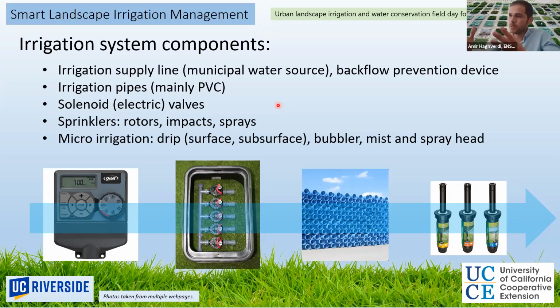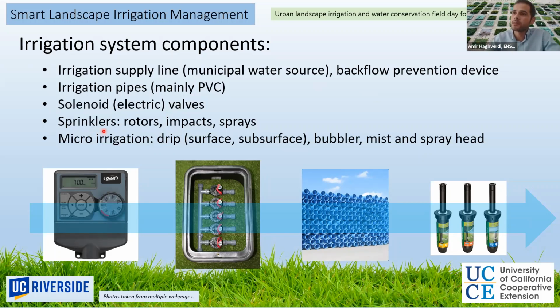These are the components of a typical irrigation system. By typical, I mean an underground irrigation system that has a timer. We have an irrigation supply line bringing in a municipal water source. Usually there might be a backflow prevention device, especially for larger public areas, to prevent water from going back. Then there are irrigation pipes to deliver water, and solenoid or electric valves, which we can electronically and remotely control to open and close.